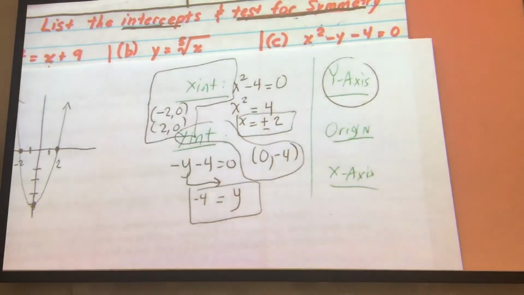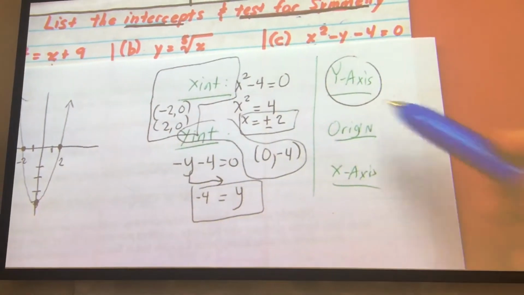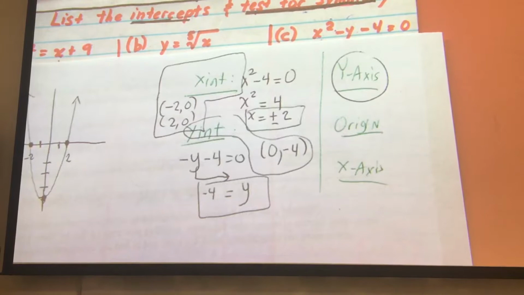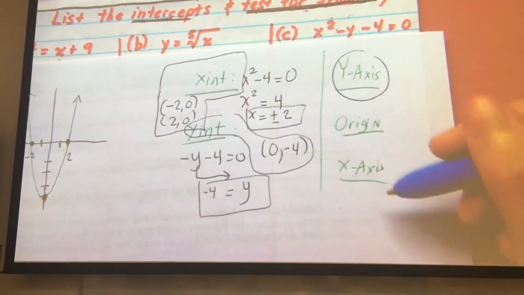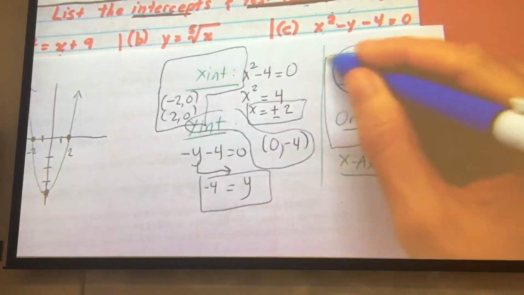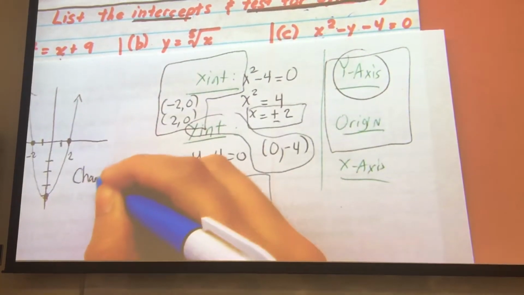But if you hadn't drawn the picture, if you didn't remember that, you could have used these principles, right? And so again, if you drew me the perfect picture, then use that, that's fine. But you should know these principles also. So to check these two, we change the sign of the x's.